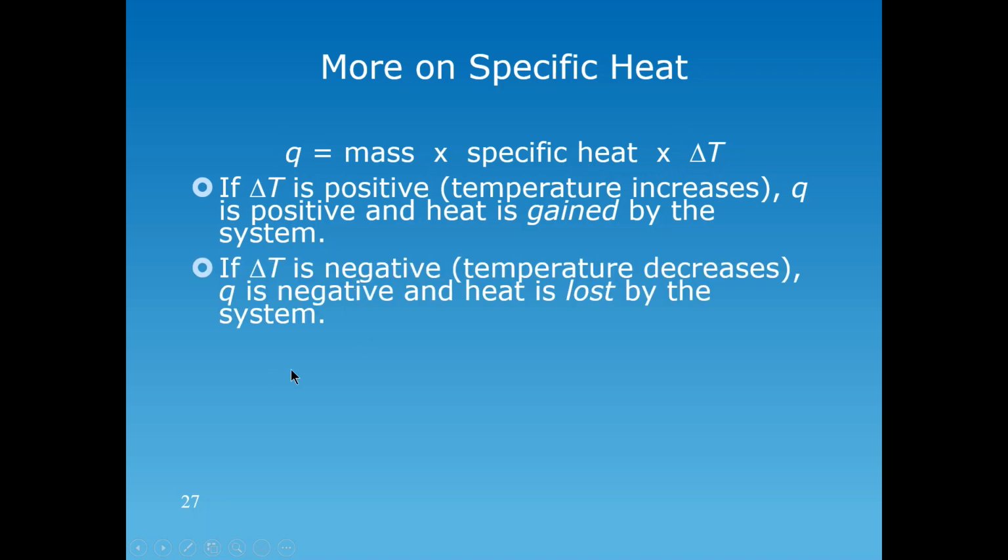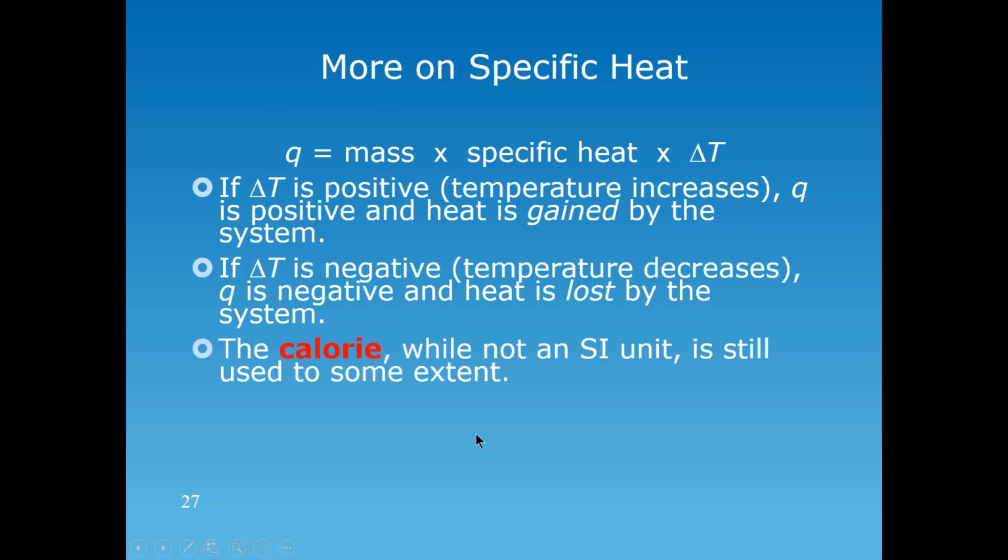And that also means, obviously, that if delta T is negative, which means the temperature decreases, then Q is negative, which means that the system is losing heat, all right? So we have to keep the signs consistent when we're using equations such as the specific heat equation right there, all right?